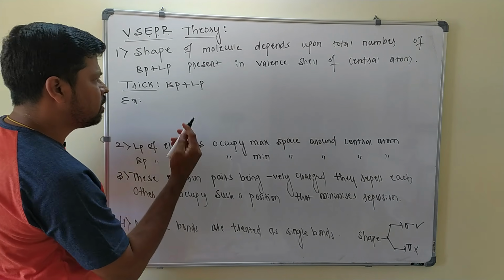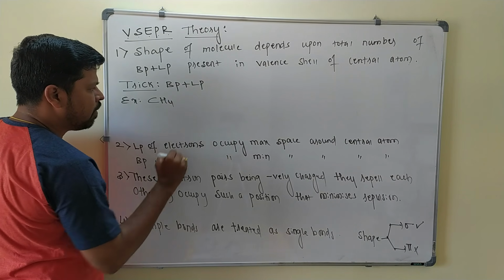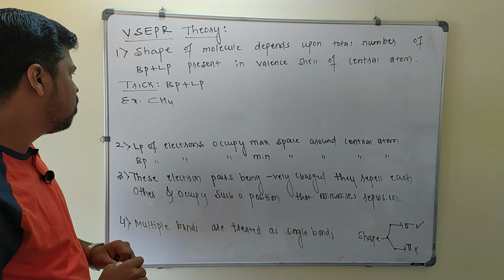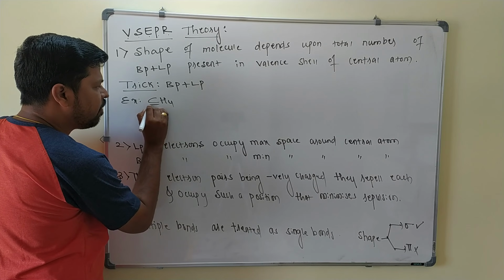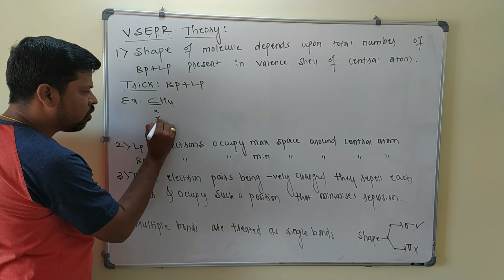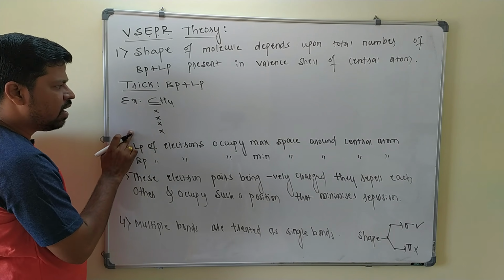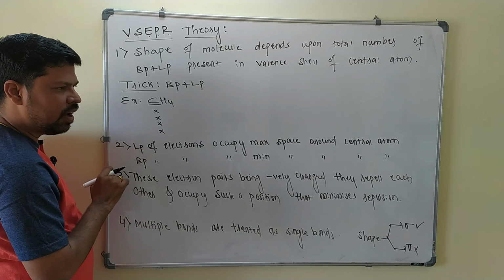The simple trick for this is, I will take an example. This is a very simple example. I will take the first one, the CH4 molecule. Any molecule is given to you. First you have to identify the central atom of the molecule. Then you write the number of valence electrons present in the central atom. In this molecule, carbon is the central atom, which has 4 valence electrons.